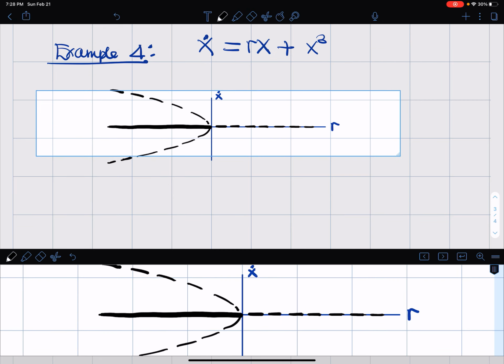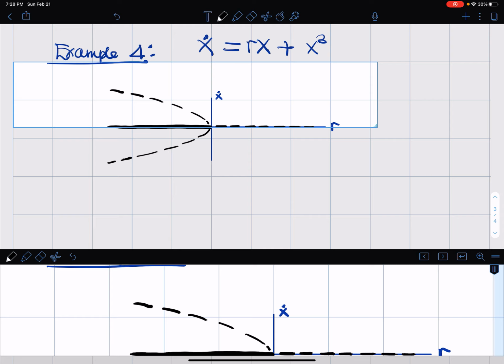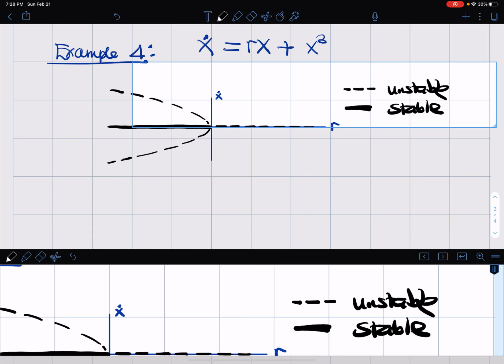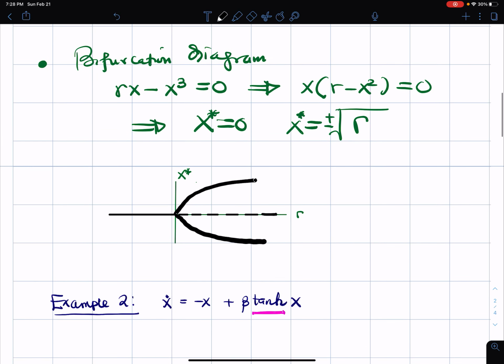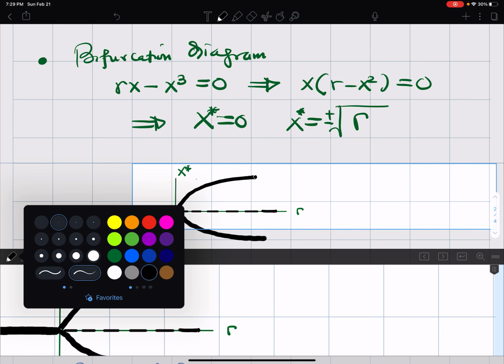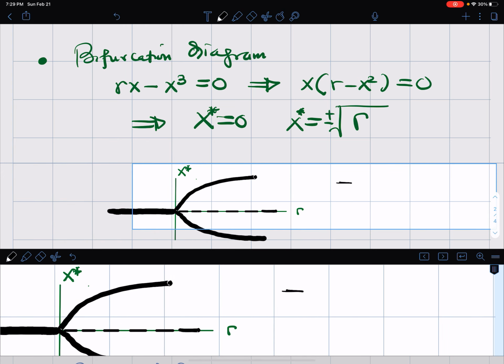All right, so that's the kind of bifurcation we get. The dotted lines are the unstable branch, and the solid lines are stable. Same thing here. So let's make this a little thicker. Now too thick, but it's okay. So this is stable and the dashed line is unstable.